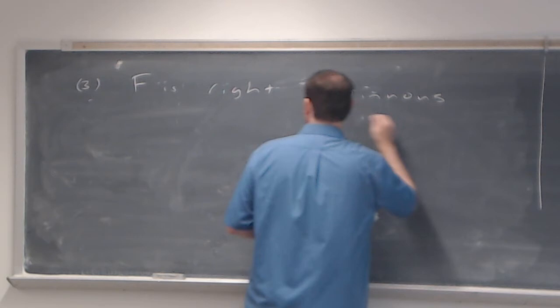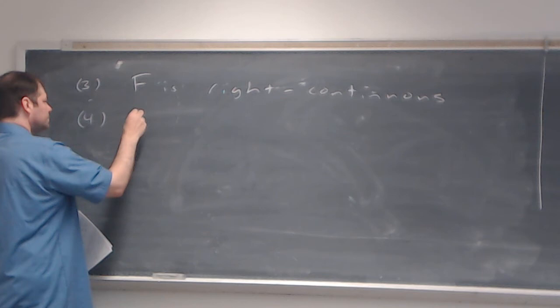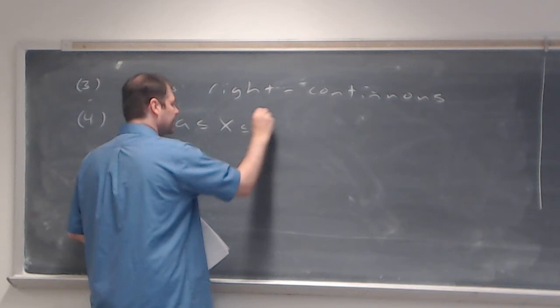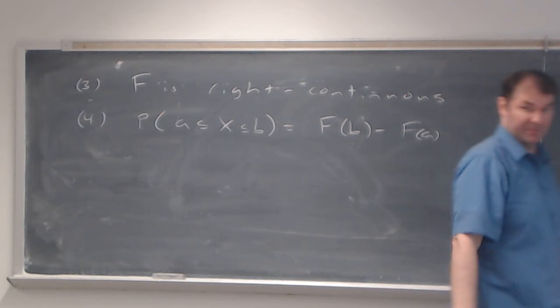I'll explain that through an example. And fourthly, the probability that A is less than or equal to X is less than or equal to B is the same thing as F of B minus F of A. Looks like the fundamental theorem of calculus. There's a reason for that. Okay.